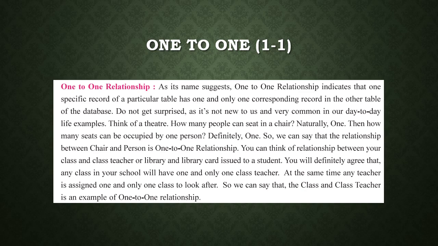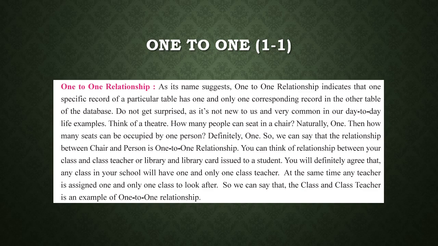For example, the relationship between one table and one person who is sitting over there. Another example, the relationship between a class teacher and class. One teacher will be a class teacher of one class only. So here you can see this indicates that one specific record of a particular table has one and only one corresponding record in the other table of database. Do not get surprised as it is not new to us.